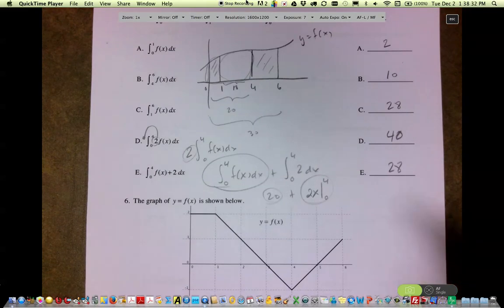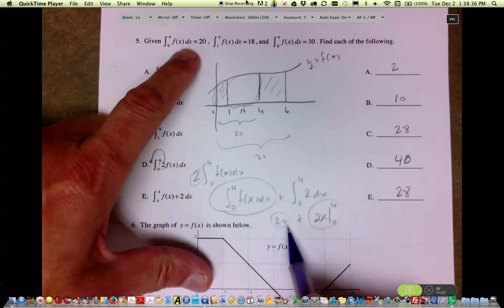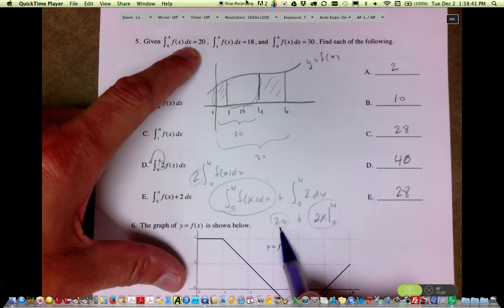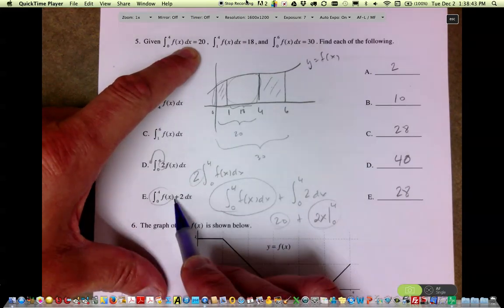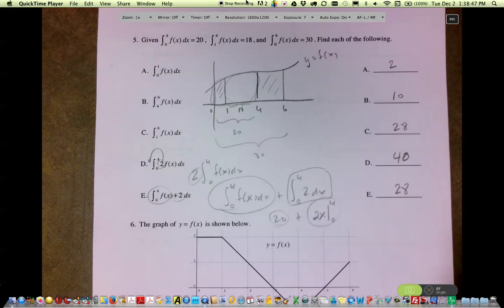A lot of people on the quiz, well, that wasn't the same problem, but if you made the same mistake, you would have come up with an answer of 22 here. You're just saying that this is 20 and then adding 2 to it. It's not just 2, it's the integral from 0 to 4 of 2.